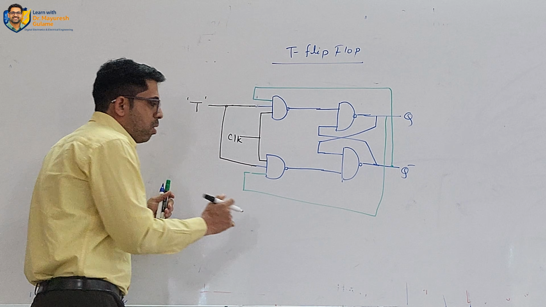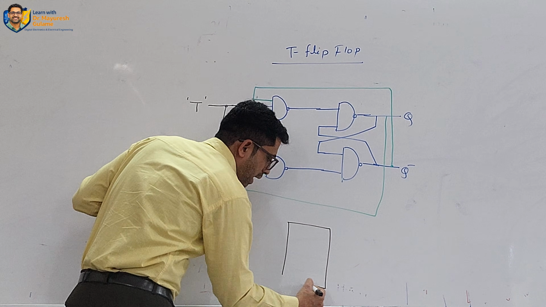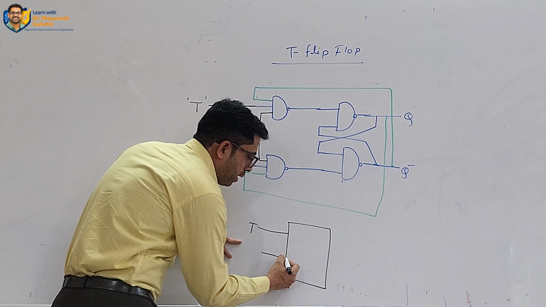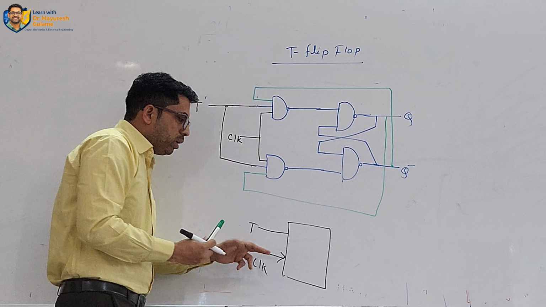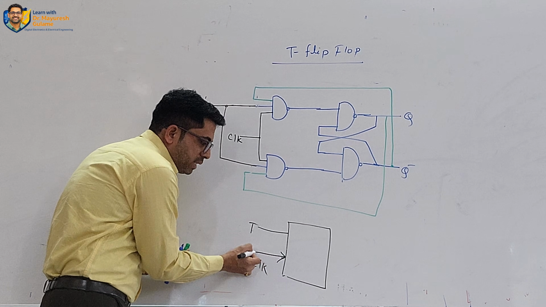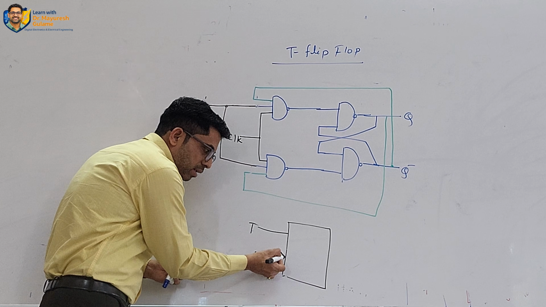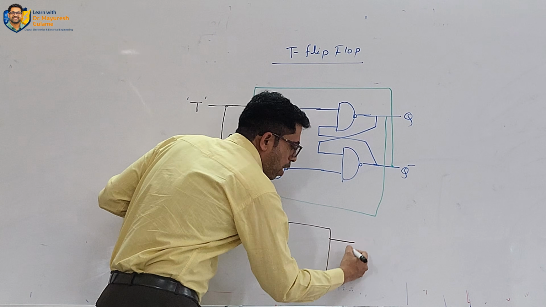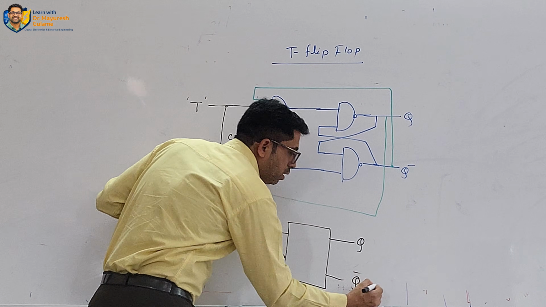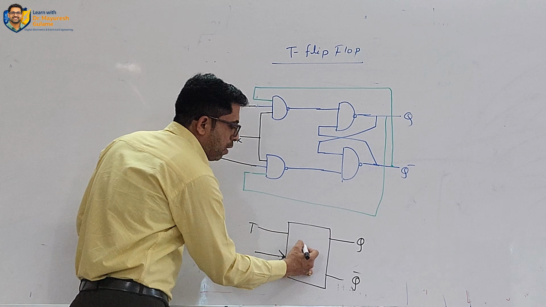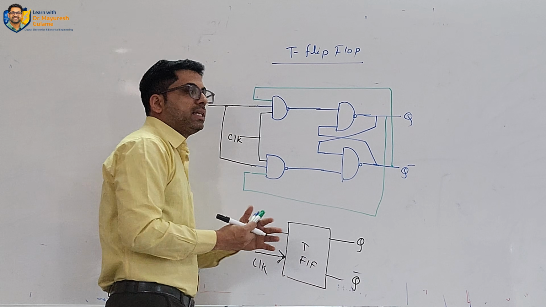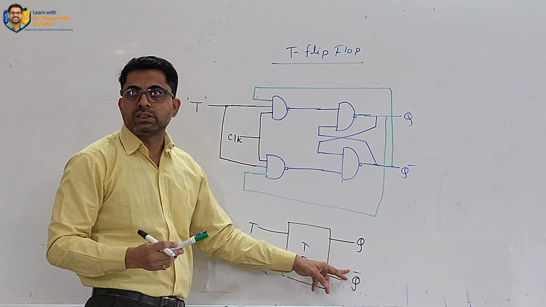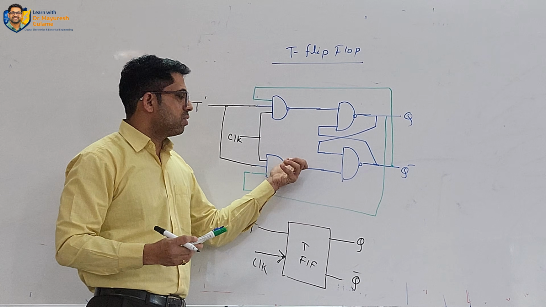Now, what is the symbol of this one? Already I have told you how many inputs there are in the T flip-flop: only a single input. The clock is necessary. If the arrow is like that, it is positive edge triggered, and if there is a bubble, then it is negative edge triggered. And how many outputs are there for every flip-flop? Two outputs: one is Q and another is Q bar, complementary to each other. Got it, everyone? So this is the construction.